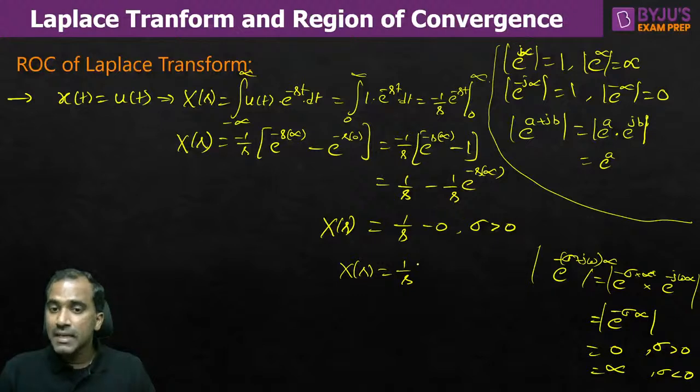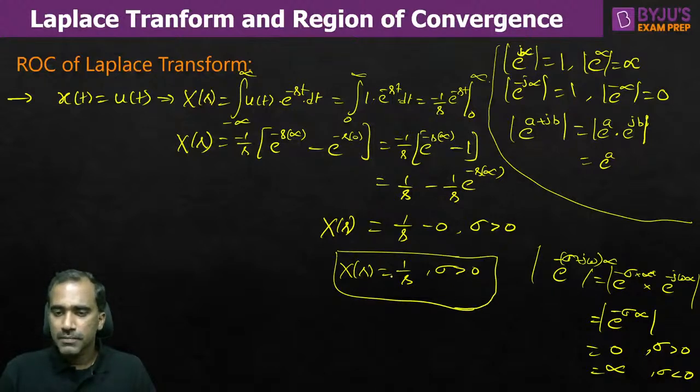If you write this, it is an incomplete answer, because 1 by s is not valid for sigma less than 0. For sigma less than 0, the Laplace transform is not defined at all, so we don't write the Laplace transform. Only for sigma greater than 0 is this correct.